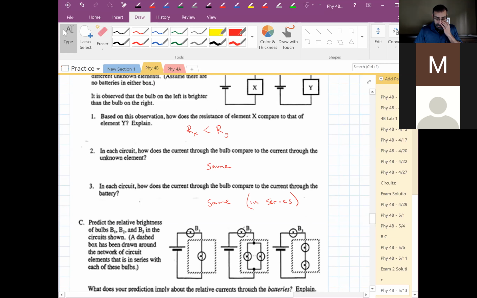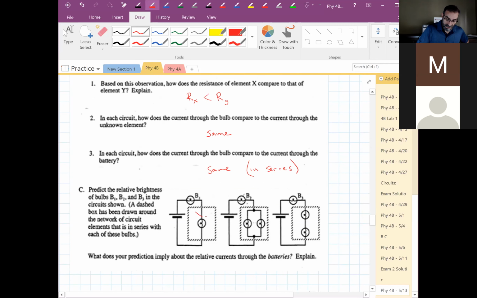Okay, now we have these three circuits here. Predict the relative brightness of bulbs B1, B2, and B3. So here we have basically an X, right? Element X, element Y, element Z, right? We've got some unknown element, but they're letting us peek inside and see what they are now. And we want to know if we can peek inside and see what's inside these mystery boxes, can we predict which bulbs are going to be brightest here, 1, 2, or 3?